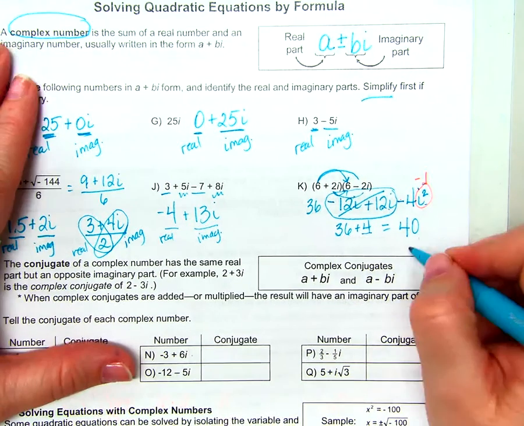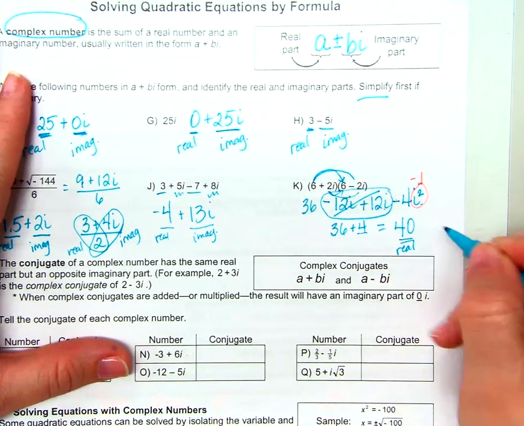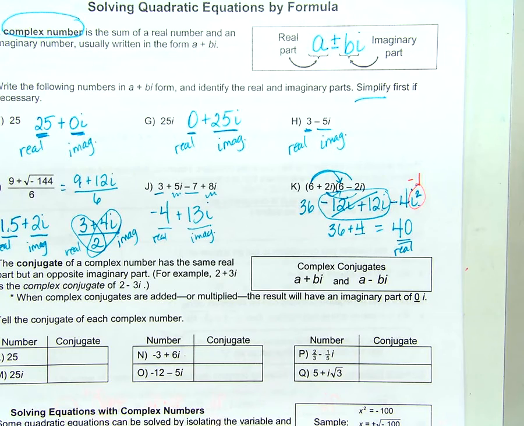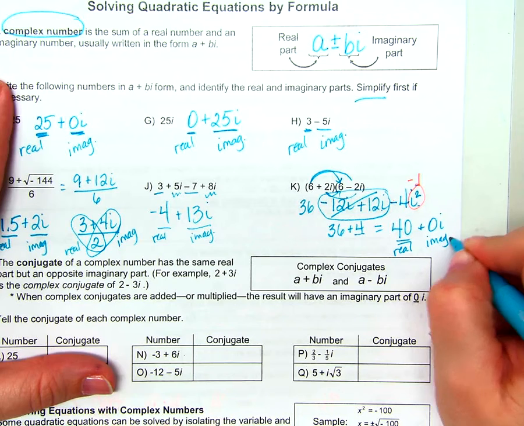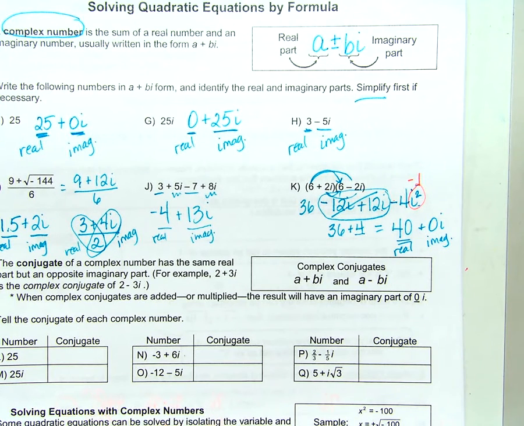Okay? So this is the real part, but if I want it specifically in a plus bi form, what needs to be there? 0i. And that's the imaginary part. Okay?